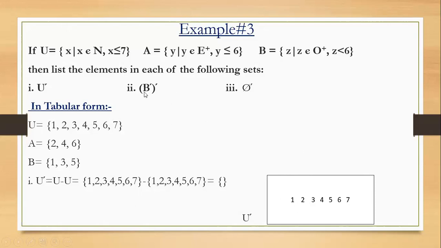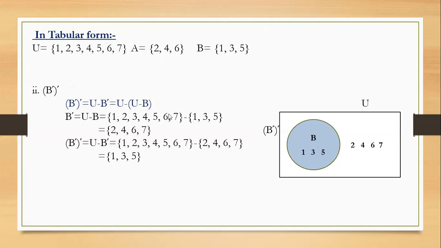Okay, now let's solve part 2, that is B double dash. B double dash means U minus B dash. This dash means U minus B complement. Now, how can we solve this B complement? B complement means U minus B.